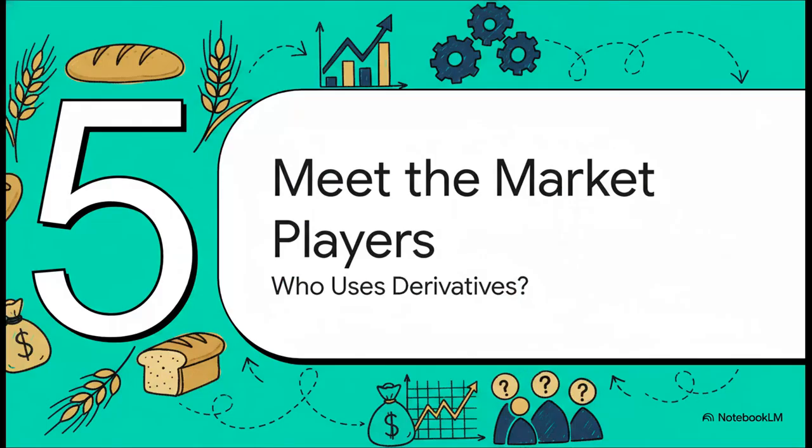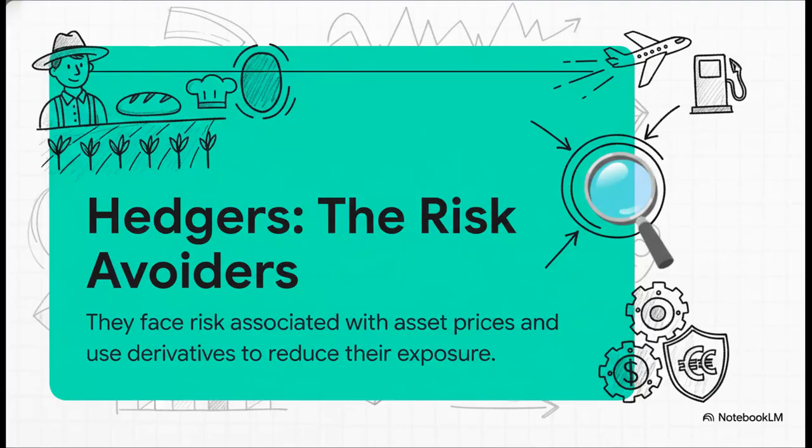Okay, so now that you've built this amazing, trustworthy marketplace, it's not just for farmers and bakers anymore. It starts to attract a whole new cast of characters. And in fact, the market really needs 3 different types of players to work properly. First up, you've got the hedgers. Think of them as the risk avoiders.